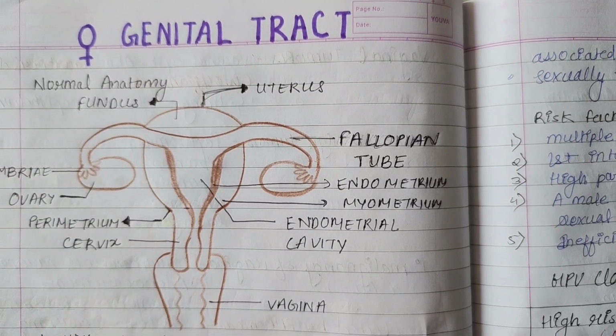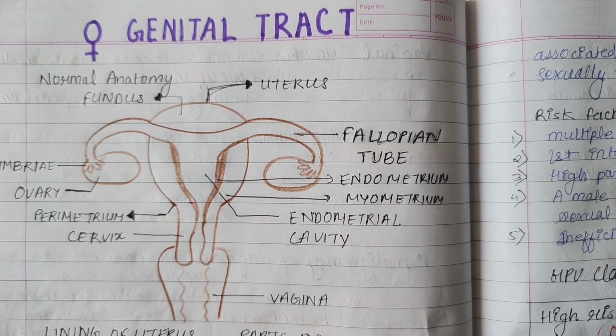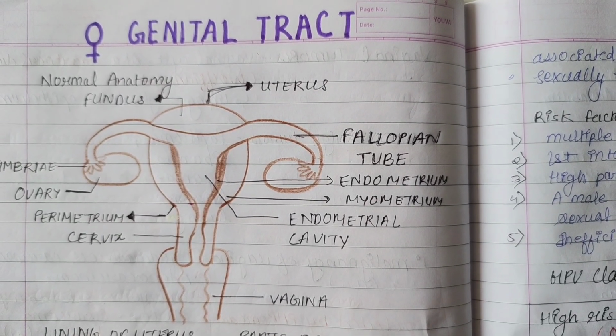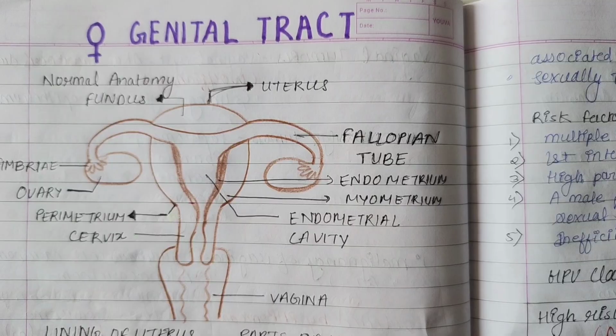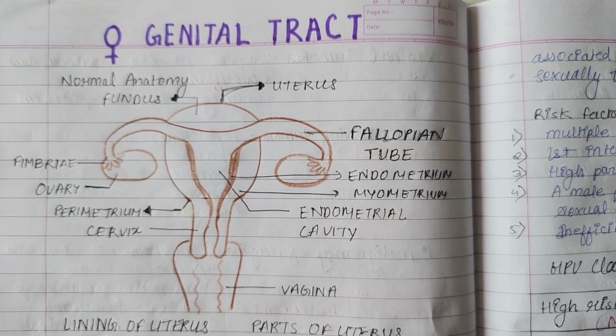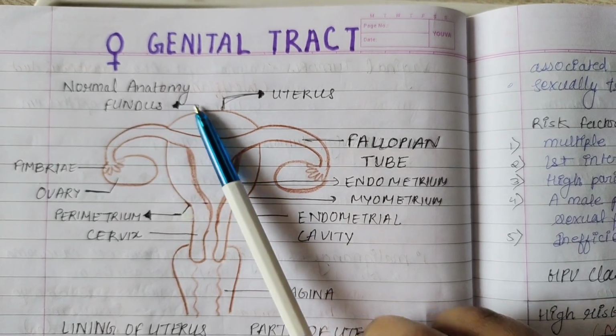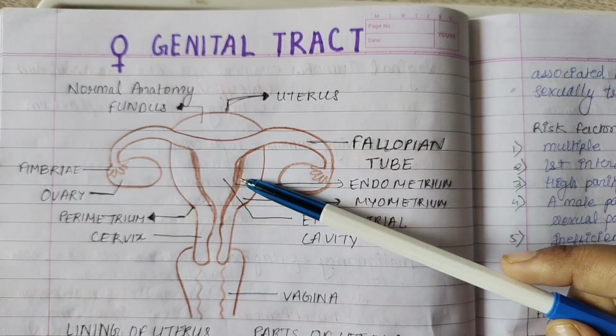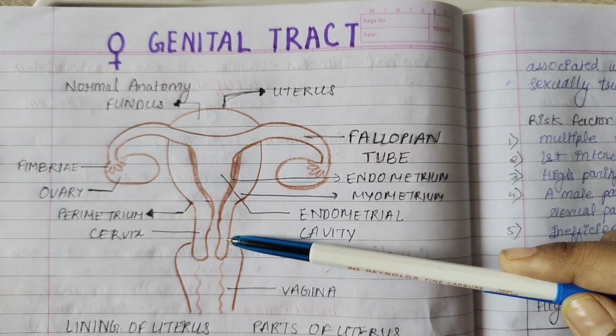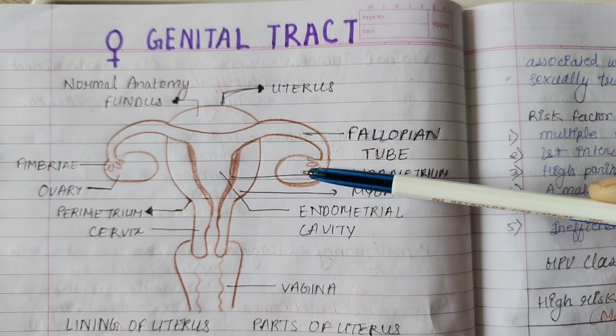Now let's study today's topic, that is female genital tract, in which we see the different precancerous cervical changes and the systems. First, understand the normal anatomy of a female. The normal genital tract of a female consists of uterus, cervix, vagina, fallopian tubes and ovary.